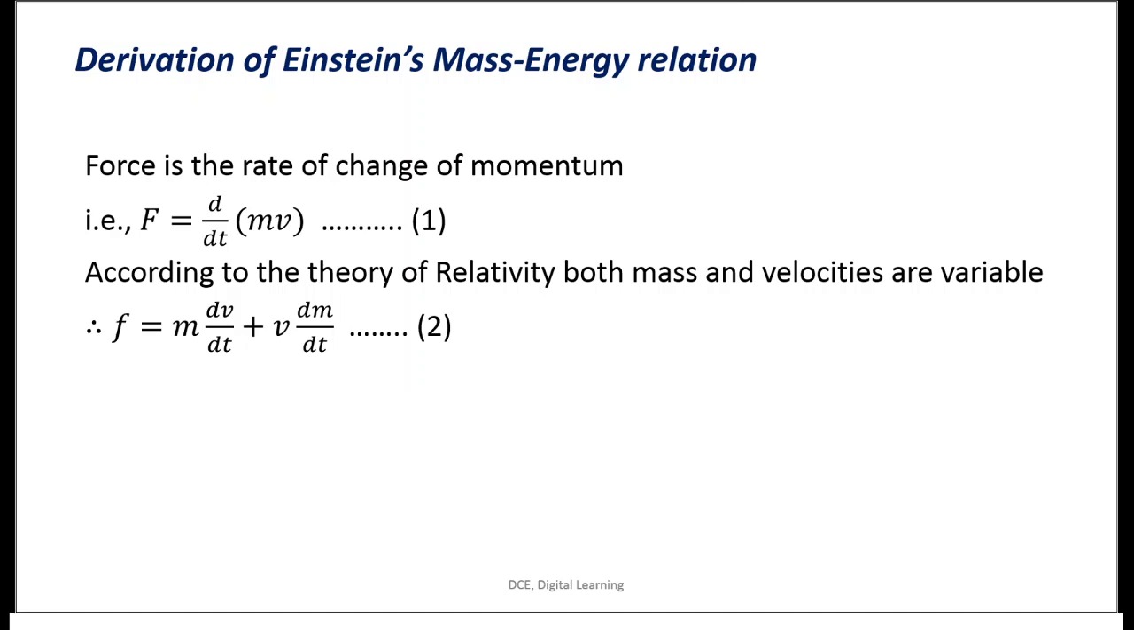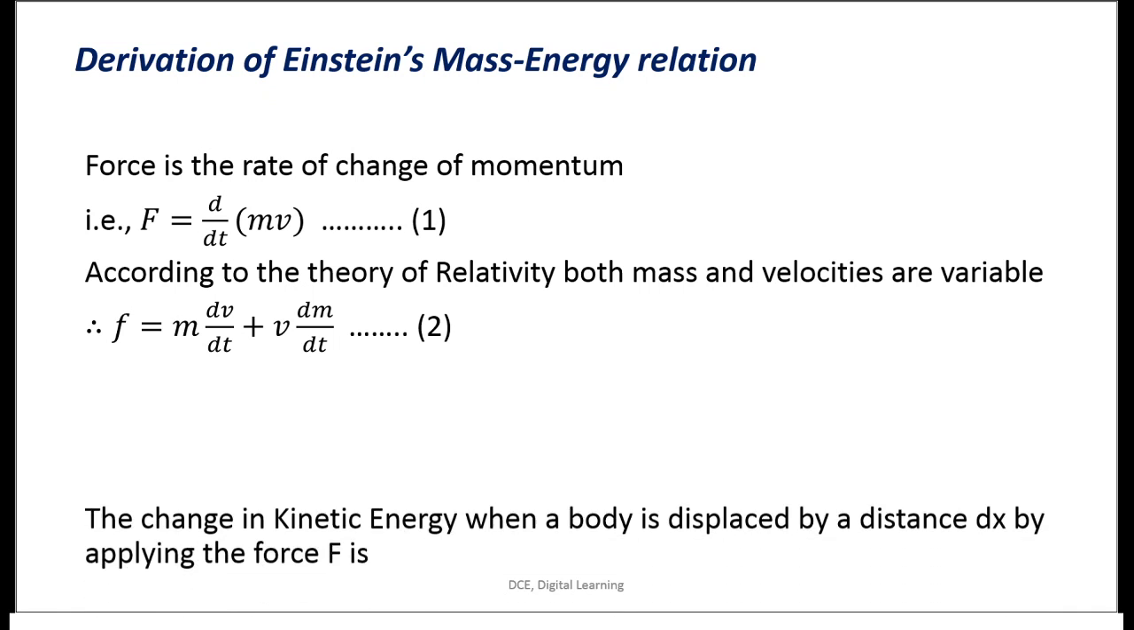Differentiating this, we get F is equal to d by dt of mv. Here m and v both are variable. Using the chain rule, keep m constant and differentiate v with respect to t, and in the second term keep v constant and differentiate m with respect to t, which gives F is equal to m into dv by dt plus v into dm by dt. Call this equation 2.